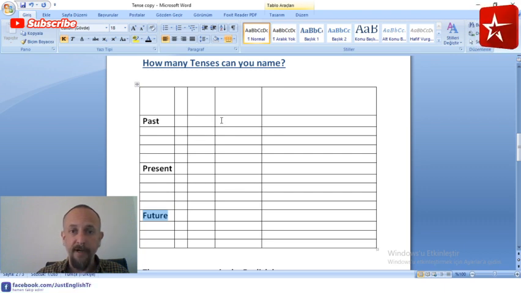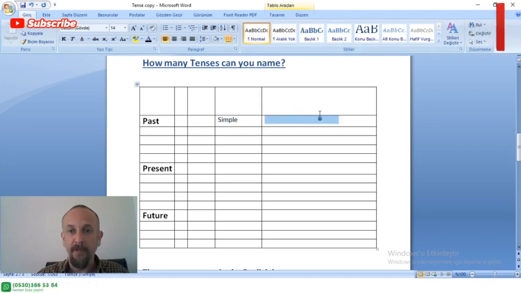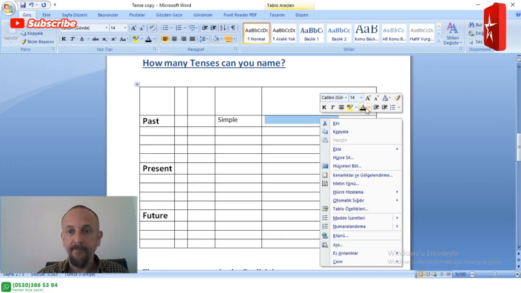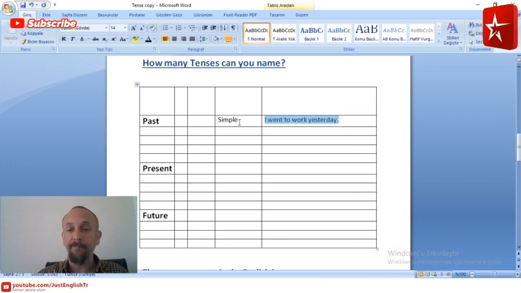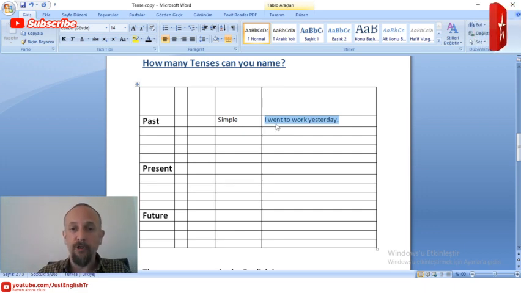I'm sure a lot of you actually have, maybe, we have present simple, of course, and I'll give you an example of a present simple sentence as well. Something like, past simple. Something like, I went to work yesterday. Here we can see the verb go is in the past simple form. Of course, go is also an irregular verb, and the past of go is went.